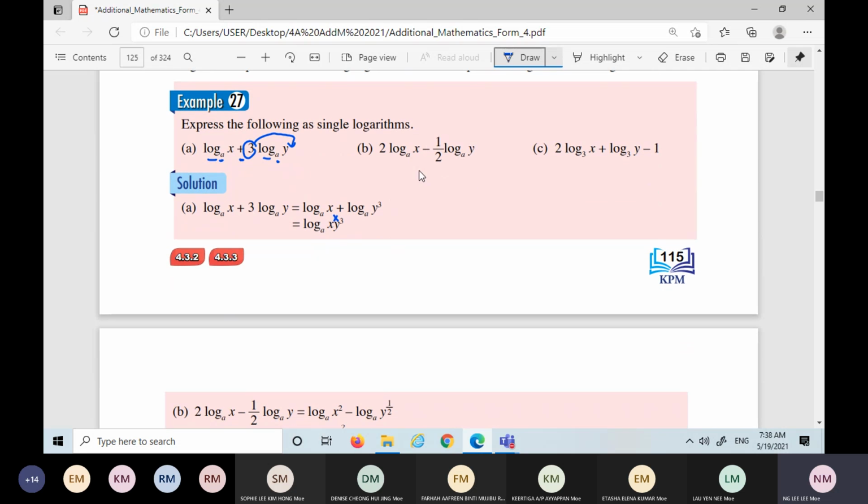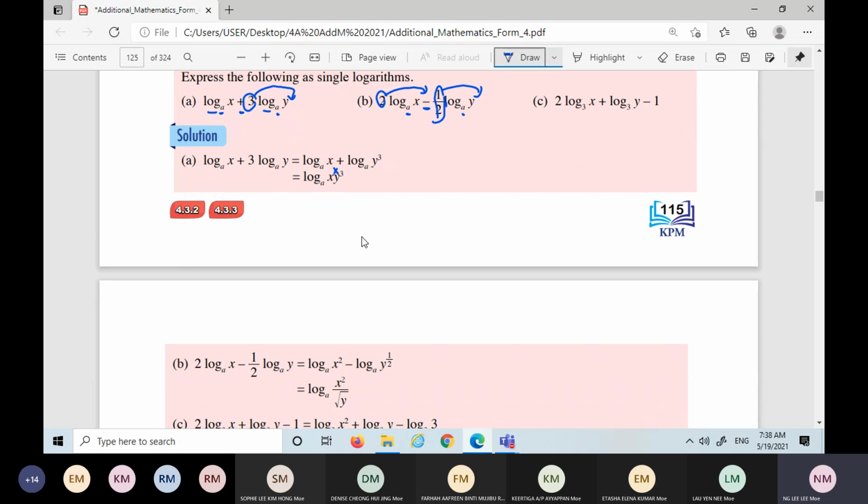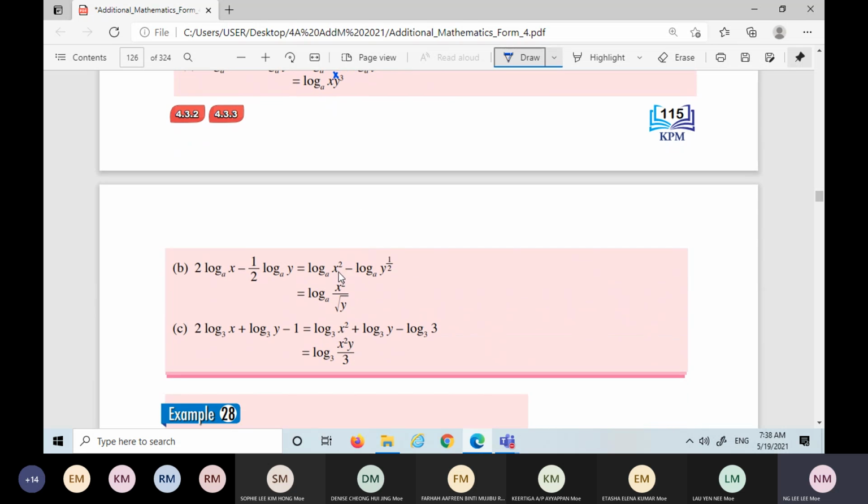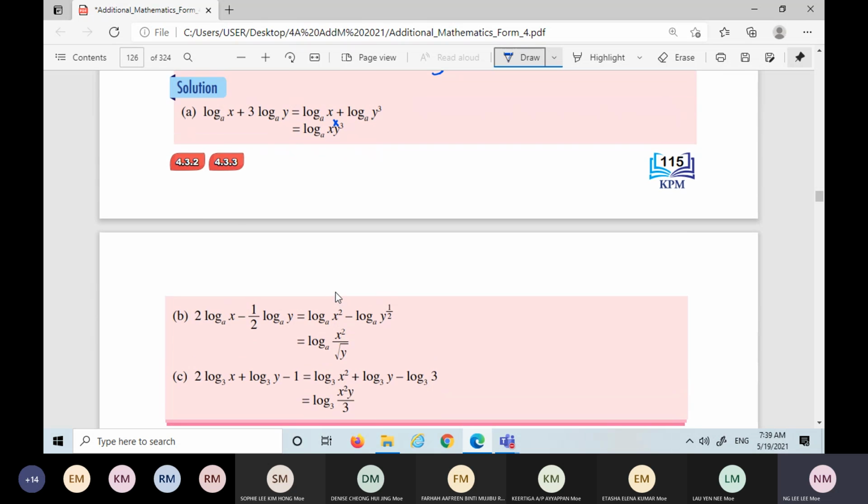Now we look at B. B is also the same thing. First of all, the 2 and the half here are going to move up as a power. Then here in between is a minus, so when I combine it to become a single log, you have to use a divide. Make sure it's the same base log A. So this is the answer you get: x squared divided by y power half. Y power half actually is the square root of y, so it becomes x squared over square root of y, a single log.